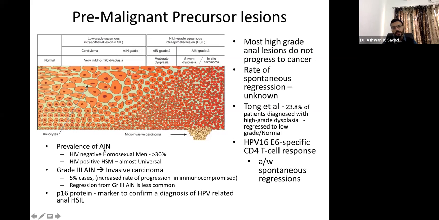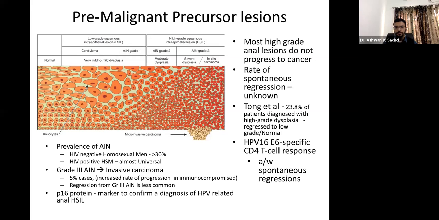The prevalence of anal intraepithelial neoplasia is high among homosexual men. Even if they are HIV negative, it is high, more than 36% of the population. And in HIV positive homosexual men, it is almost universal. Usually grade 3 AIN progresses to invasive carcinoma in about 5% of the cases, with an increased rate in immunocompromised patients.